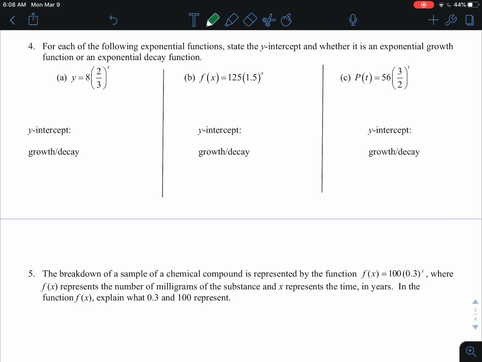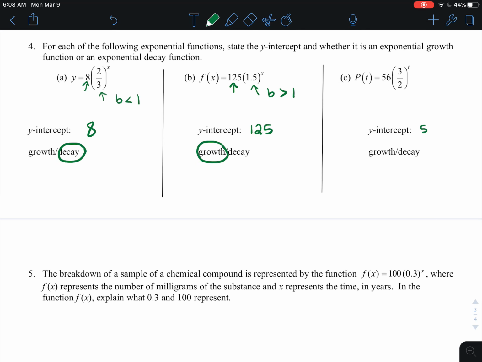So our y-intercept for A is going to be 8, since that's the number in front of our base. And because 2/3 is a number less than 1, that is going to show exponential decay. The y-intercept in B is 125, because again, that's the number in front of the base. And because 1.5 is a number bigger than 1, that's going to show exponential growth.